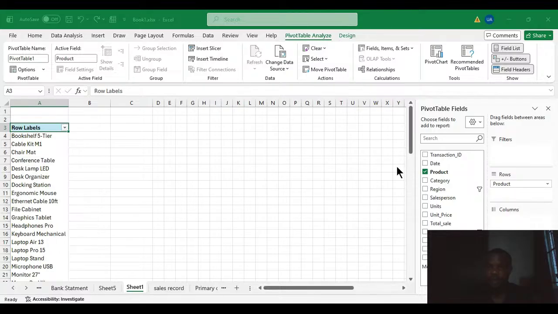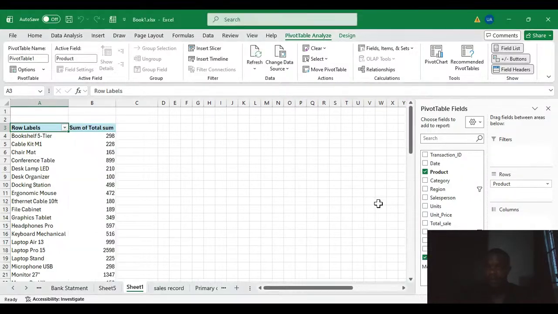So I'll add this to the field, then I'll add this option here. Right now you would see that we now have sum of total sum. The sum of total sum is actually the multiplication of your units multiplied by your unit price, which shows you how you can handle your data. I actually don't know why this didn't work, but it's okay.